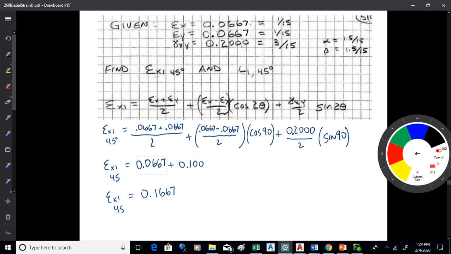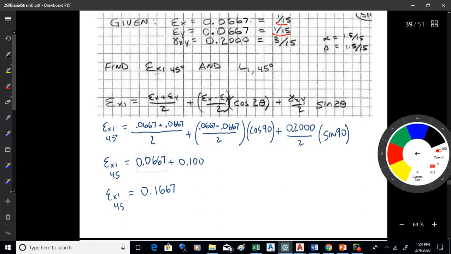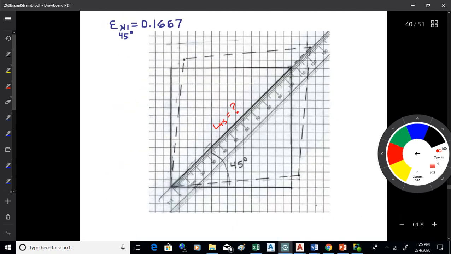I'm straining it normally in the x direction, 1/15, which is 0.0667. So that'd be one box out of 15. I'm doing the same thing in the y. And then for the gamma, I'm going 3/15, but I'm doing half on a side. So I'm going 1.5 boxes off the x-axis and 1.5 boxes off the y, because the original square there is 15 boxes. Okay. So what's going on here?